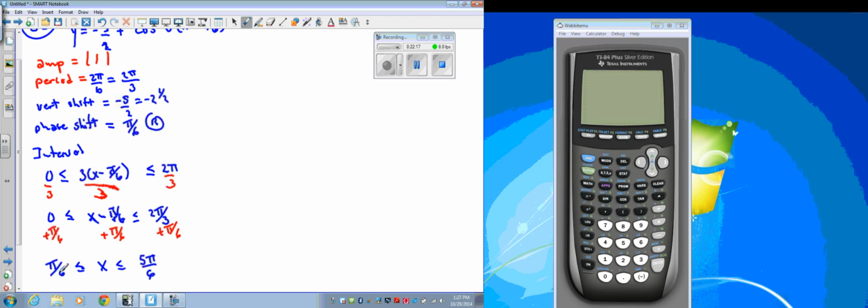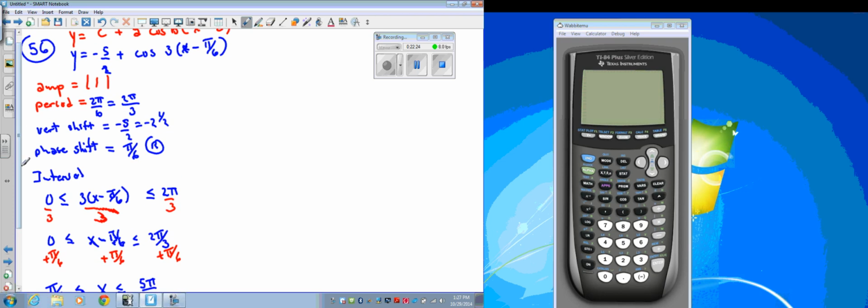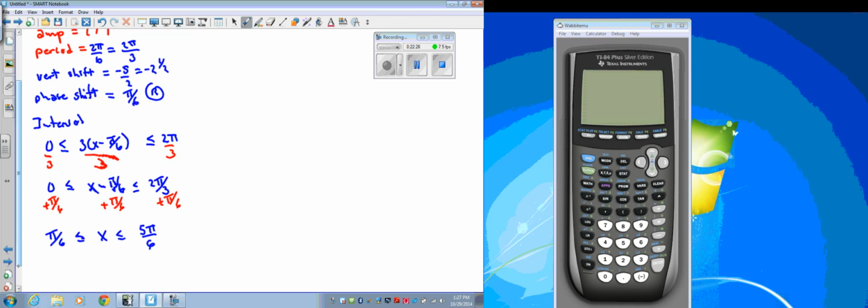Now, here's the interval that I'm going to graph the cosine function, right? It's a cosine. And how long is that interval? Well, I subtract pi over 6 from 5 pi over 6, 4 pi over 6, and that's 2 pi over 3, and that's what I said my period had to be. So I verified that this period matches here.